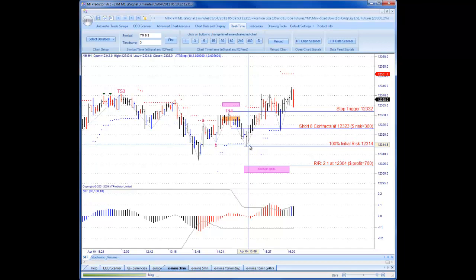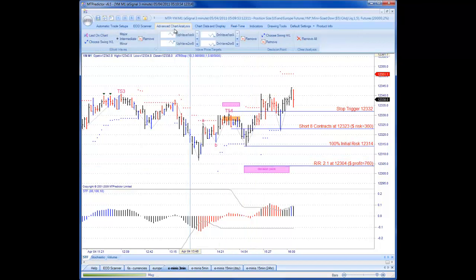And again, this is for slightly more advanced traders, in that normally when a TS3 or TS4 setup does not go in the anticipated direction, as you can see this didn't reach the first target, it will very often reverse at the DP, so let's put that on, the DP from the prior wave B high or low. So we click on choose swing high or low and decision point, we click on this wave B, and as you can see, this projected the level at which the market reversed absolutely brilliantly.